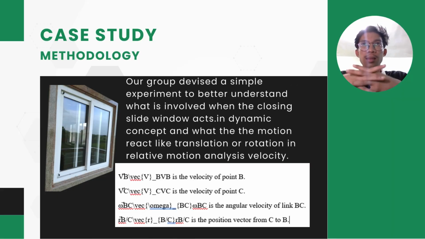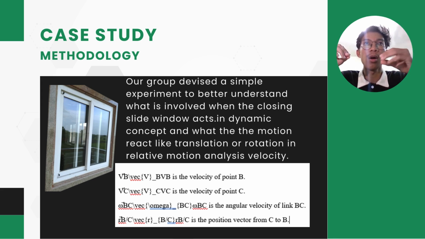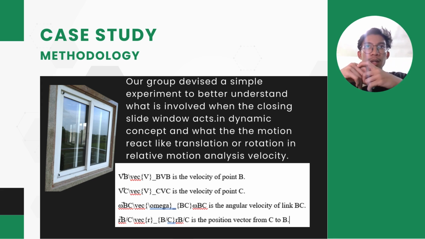Now, the case study and methodology. Our group devised a simple experiment to better understand what is involved when a closing sliding window acts in dynamic concept, and what the motion is like, translation or rotation, in relative motion analysis of velocity. As you can see, VB is the velocity of point B, VC is the velocity of point C, omega BC is the angular velocity of link BC, and RB is the position vector from C to B. So we need to know which equation is suitable to solve this problem.